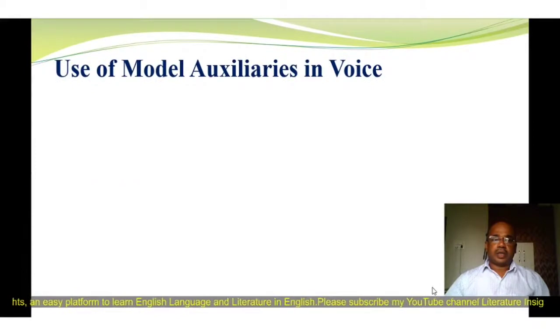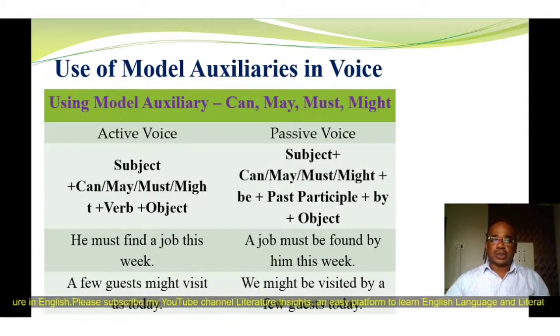So now here we can see the use of modal auxiliaries in voice. How do we use modal auxiliaries in voice? For using modal auxiliaries in active voice to passive voice, we have to follow certain structures and formulas for transformation. So now you can see the structures and examples of active voice and passive voice using modal auxiliaries can, may, must, might. Here I have given formulas of active voice and passive voice.